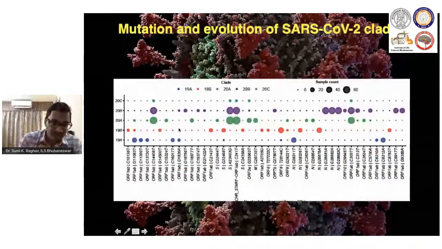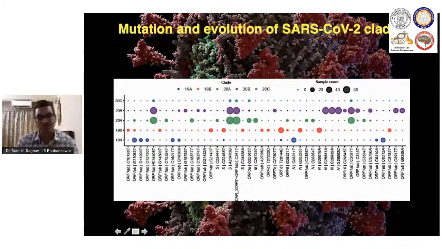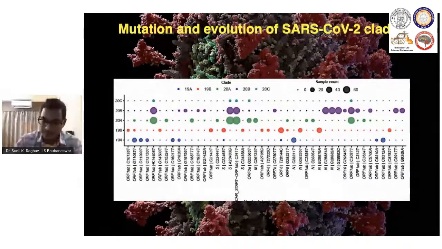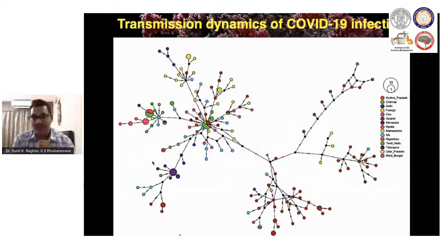If you look into the variation level, you can see that the 19A and 19B strains are quite different. This is a ball plot. The size of the ball indicates the sample count, and the color indicates the clade. You can see that the 20A and 20B clades had different variations at different genes. S means the spike gene here. You can see that the mutation is at a different location compared to 19A and 19B. So it shows that the virus evolved with time and gained different mutations. This is a very interesting figure.